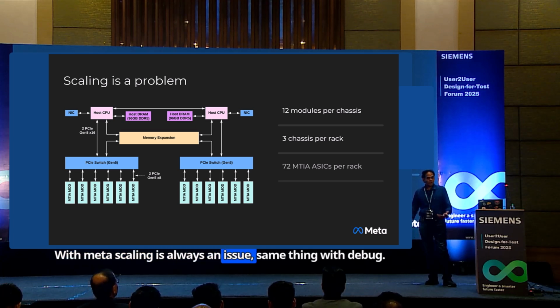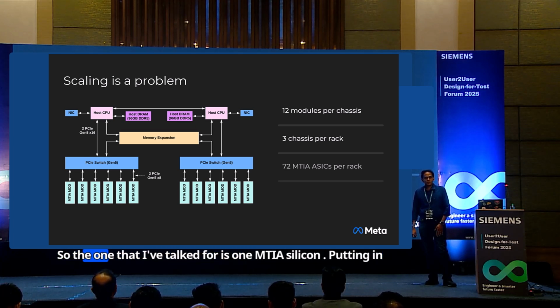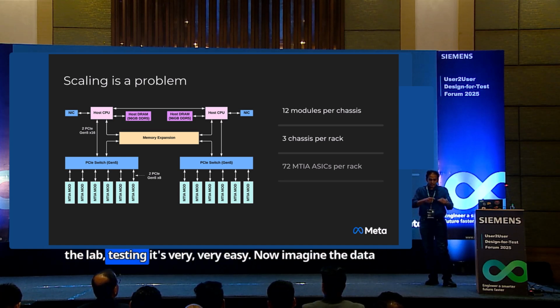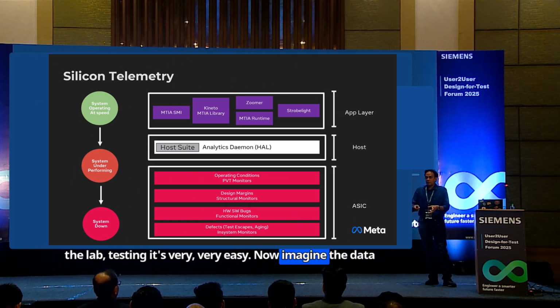With Meta, scaling is always an issue, same thing with debug. The one that I talked about is one MTIA silicon. Putting it in the lab and testing it is very, very easy. Now imagine the data center.